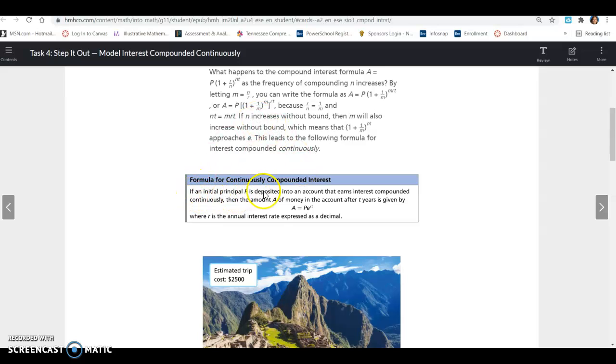If an initial principal P is deposited into an account that earns interest compounded continuously, then the amount A of money in the account after t years is given by A equals P e raised to the rt. So we call this the Pert formula. It's easy to remember if you remember Pert, where r is the annual interest rate expressed as a decimal. So the Pert formula is your compounded continuously function.